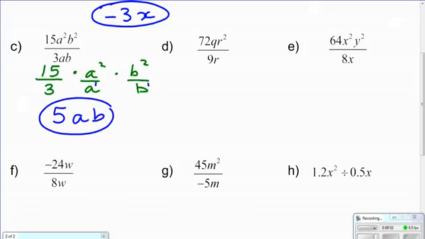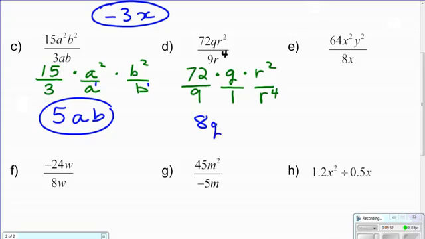Looking at the next one, I actually want to change the example on this one because I want you to just notice something. So I'm going to make this an r to the 4 on the bottom. Okay? And so now when we split it up, 72 times q times r squared over 9. There is no q in the denominator, so I'm just going to put a 1. And r squared over r to the 4. So 72 divided by 9 gives us 8. Q divided by 1, we get left with 1q.